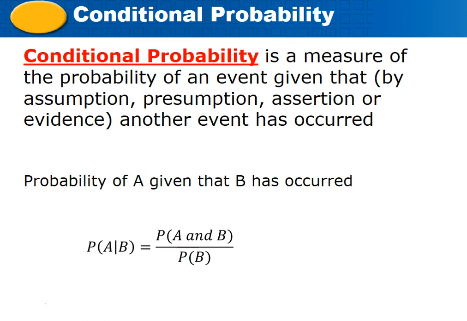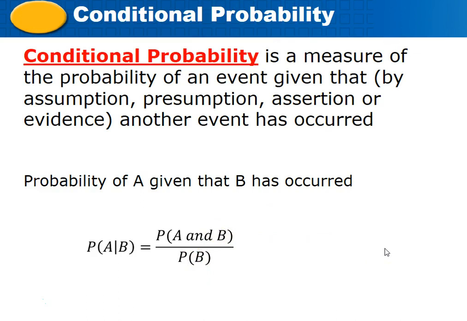Okay, so today we're talking about conditional probability. This is a measure of the probability of an event given that by assumption, presumption, assertion, or evidence, another event has occurred. So the probability of A given that B has occurred. Now, this statement, the probability of A given that B has occurred, is equal to the probability of A and B divided by the probability of B.